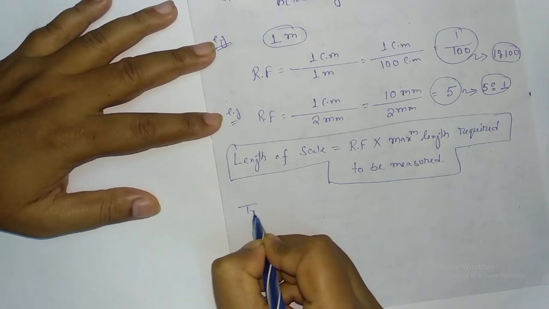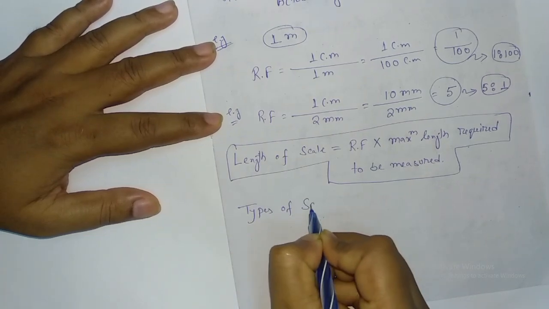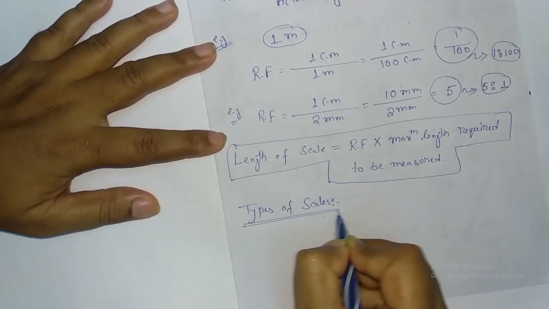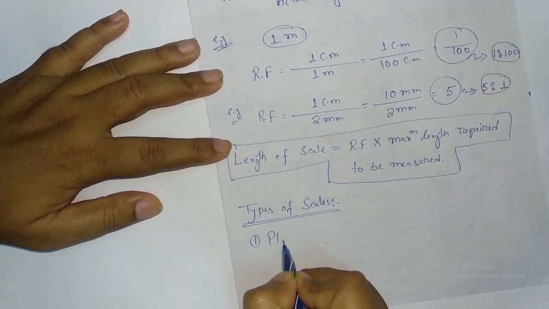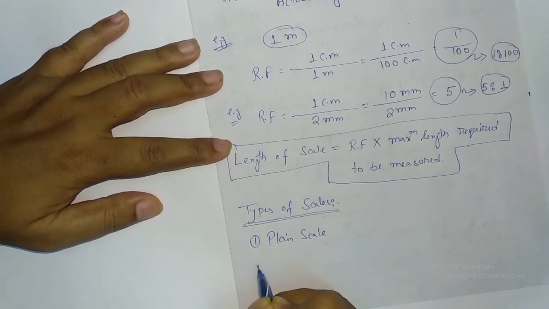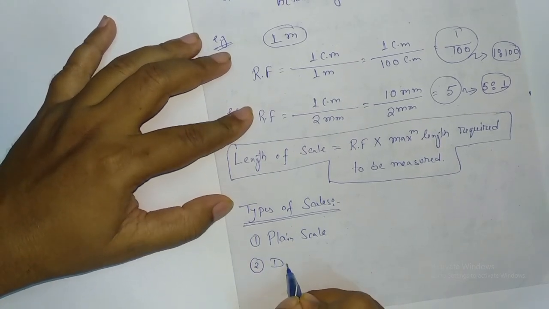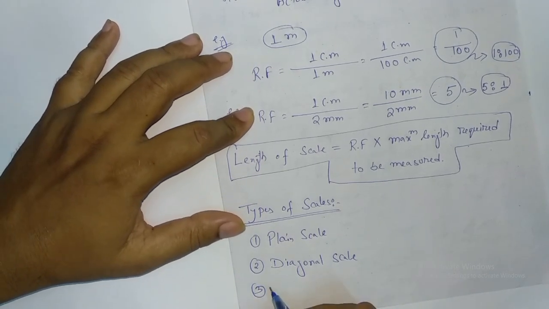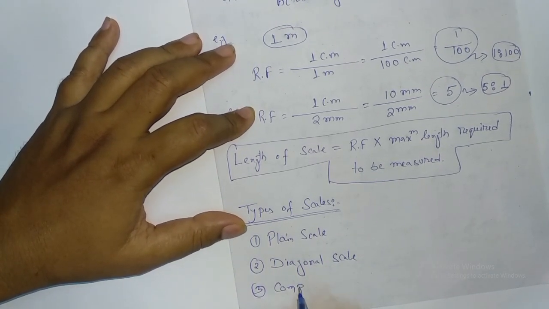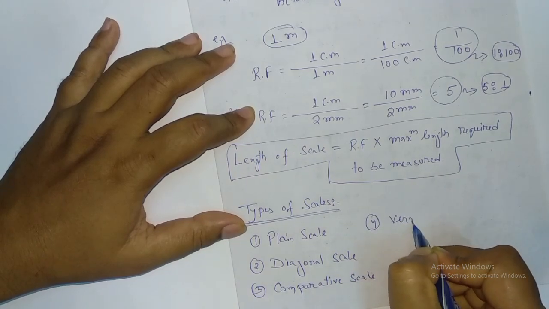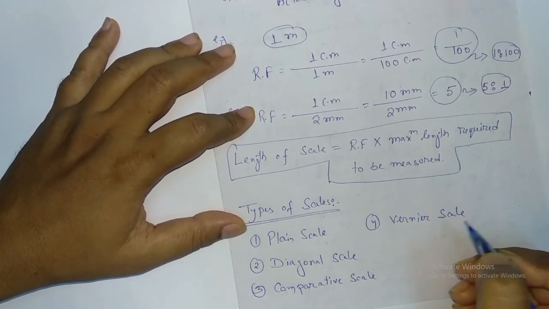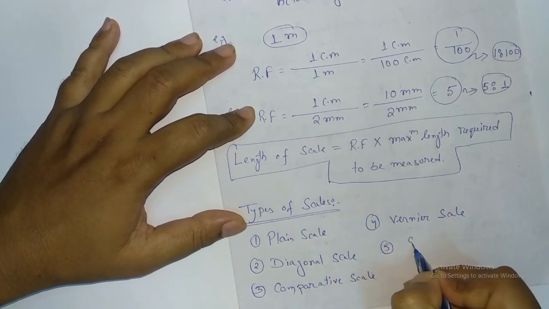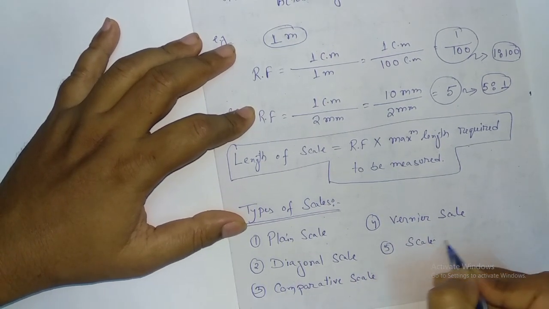Now types of scale. So first one is plane scale, second one is diagonal scale, third one is comparative scale, fourth one is Vernier scale, and fifth one is scale of chords.